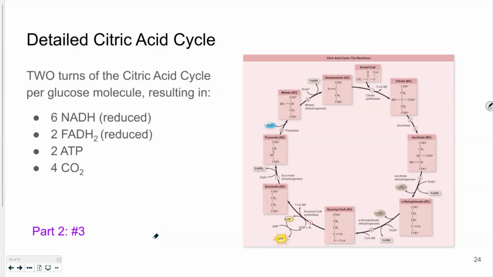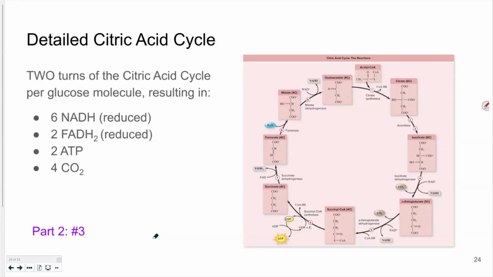Now, when I was an undergrad, I had to memorize the names of all of these chemicals and all of the enzymes that did that. I'm not going to do that to you. There are some things that I want you to know, so let's talk about what all of those things are now.